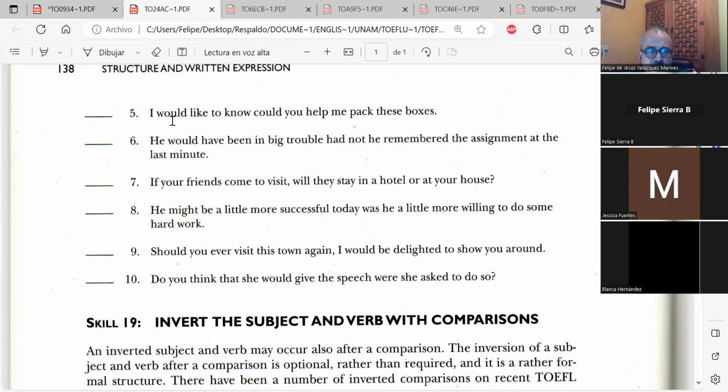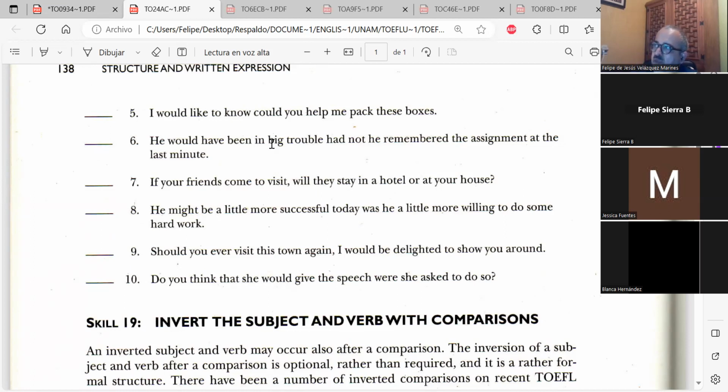Okay, number 5. Felipe. I would like to know, will you help me pack these boxes? This is the second conditional. It says, I would like to know. In that case, we need to use were, no? Instead of if. Yes, were you to help me pack these boxes.